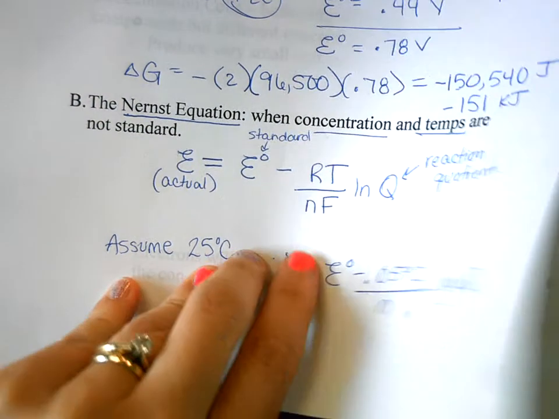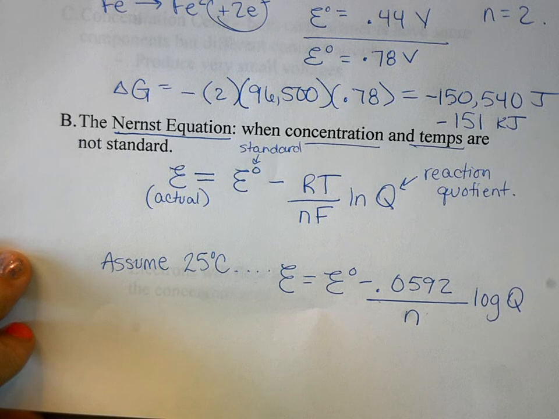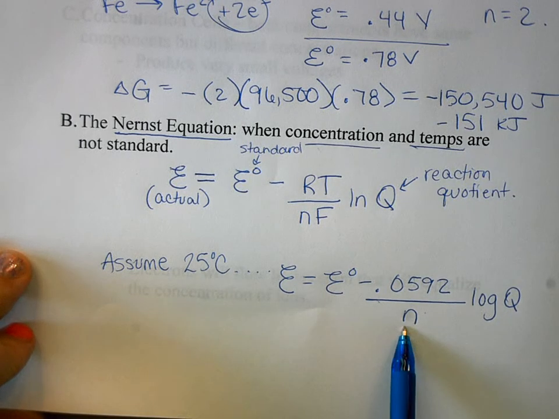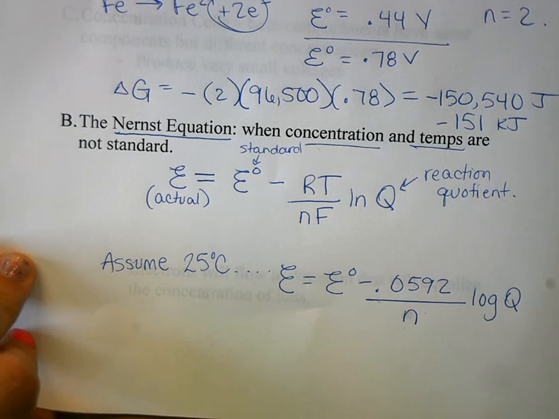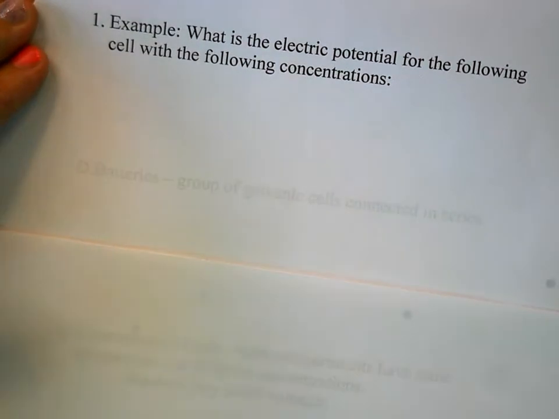So, we good? Do you have all the equations written down? N here represents the same thing, the number of moles of electrons that you need to cancel out for the half reactions. Okay.